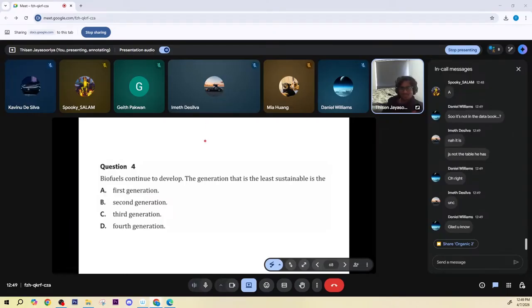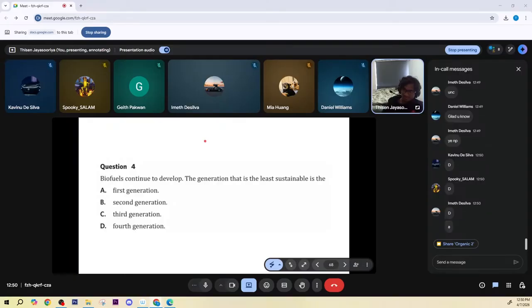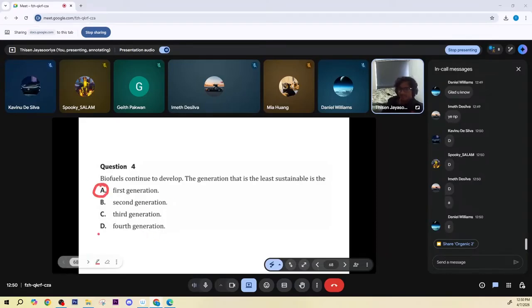Oh yeah. Then it says here, biofuels continue to develop. The generation that is the least sustainable is it the first generation, second, third, or fourth generation? Yeah? It's D. It's the fourth generation. That's the least sustainable. As we go up in generation, does it improve in sustainability? Here it's A, yeah? The fourth generation are the most sustainable. The third generation are the least sustainable ones, yeah? So as the generation goes up and up and up, it gets more and more sustainable, yeah?